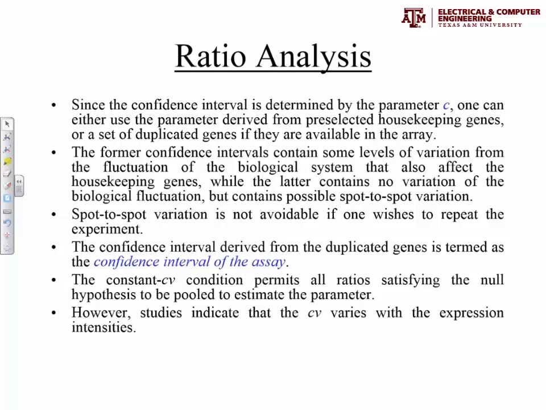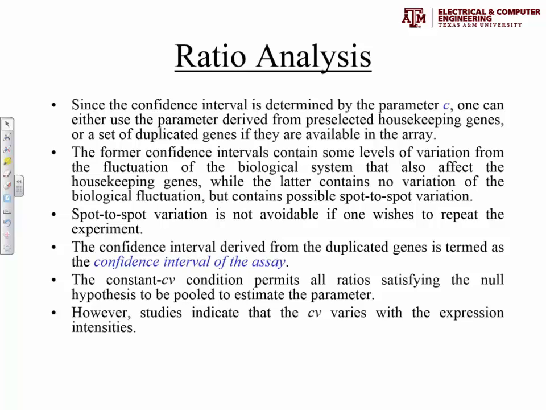While the latter, that is if you use duplicated genes, will contain no variation of biological fluctuation, because this is the same gene that has been duplicated, it will probably contain some variations that come from variation between different spots on the microarray. Spot-to-spot variation is not avoidable if one wishes to repeat the experiment. Every time you're not going to get it exactly at the same spot. Things will change.